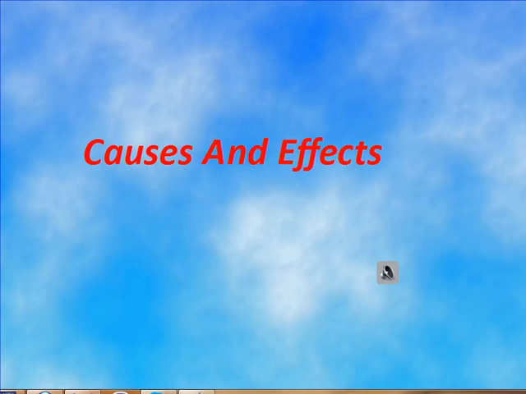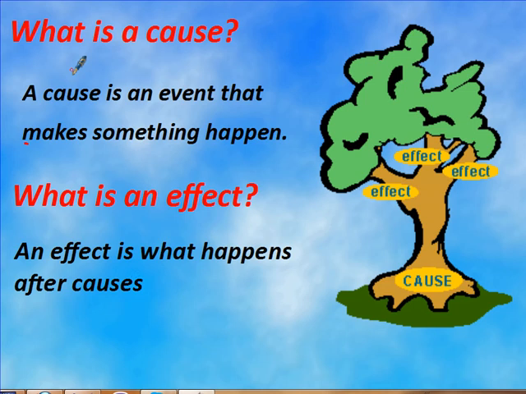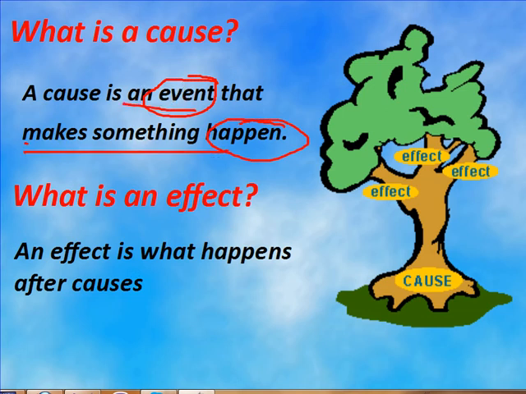In this class, we are going to analyze cause and effects in terms of sentences and essays. Let's look at the definition of cause and effects. Firstly, what is a cause? A cause is an event that makes something happen. What is an effect? An effect is what happens after causes. In other words, effect is a result of causes.